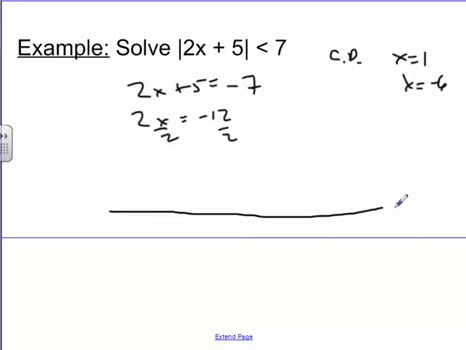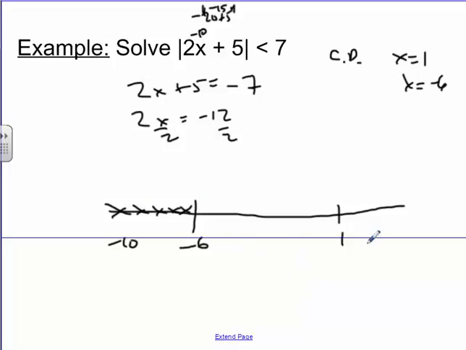Now when I plot my number line, negative 6 and 1, I have very similar things to what we've had before. We need to check different regions. So let's try, say, negative 10. 2 times negative 10 is negative 20. When I add 5, negative 20 plus 5 would give me negative 15. But then when I absolute value that, it would give me positive 15. Is positive 15 less than 7? No.